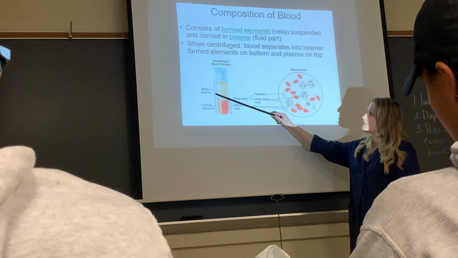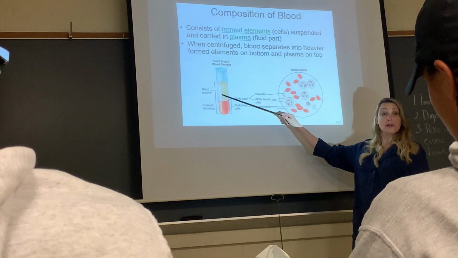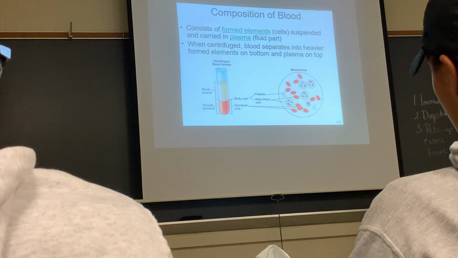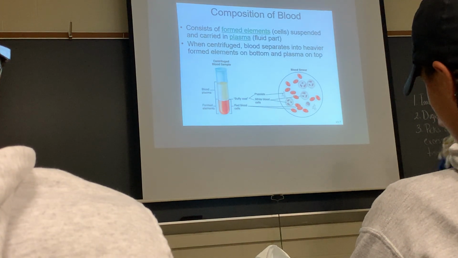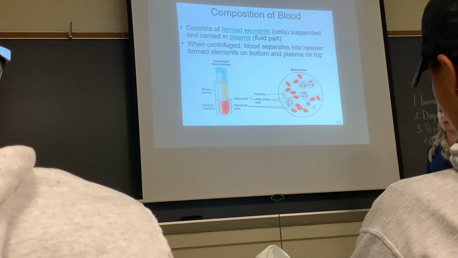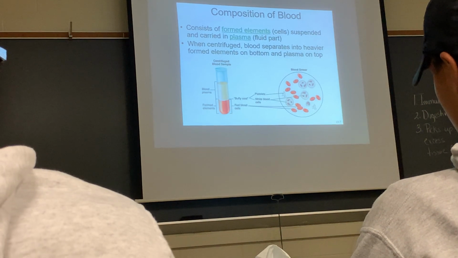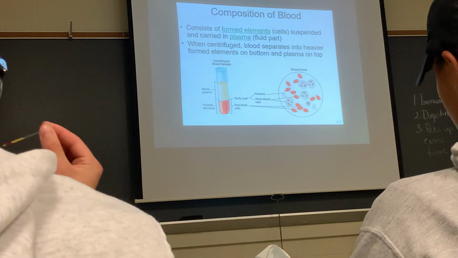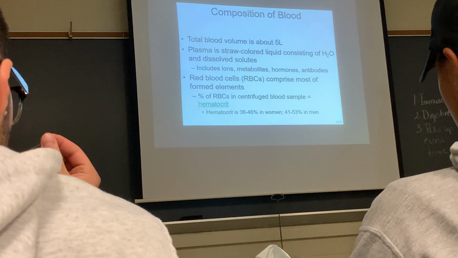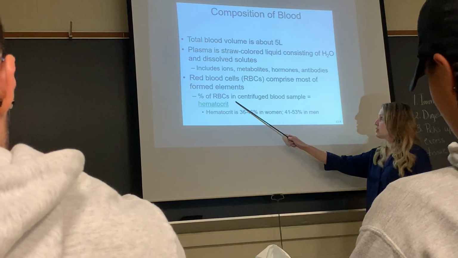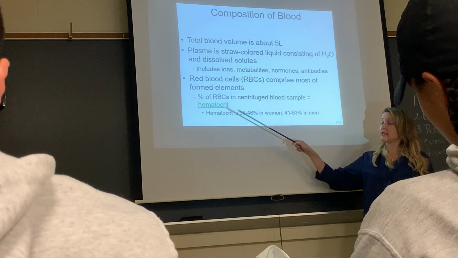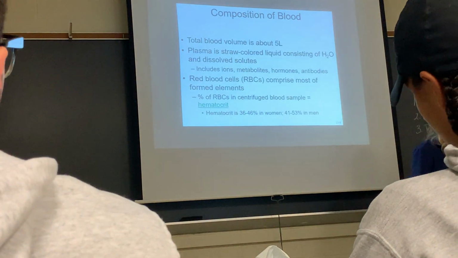The largest and lightest component is the straw-colored plasma, which will sit at the top, and it's about 55% of the blood. So when we are looking at the hematocrit reading, specifically what we're looking at is the percentage of red blood cells in a centrifuge blood sample. That is what the definition of hematocrit is.